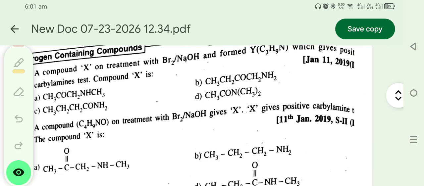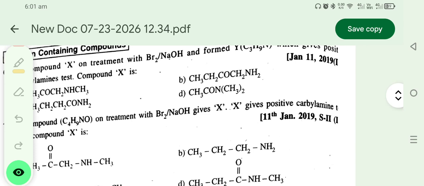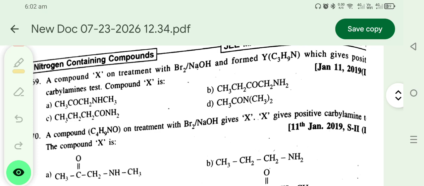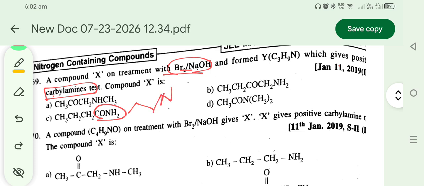With Br2/NaOH, followed by treatment with chloroform and base, gives positive carbylamine. Positive carbylamine indicates primary amine. Primary amines are given by amide. Initially, the reactant is an amide. This amide with Br2/NaOH gives propylamine. Propylamine on carbylamine test gives isocyanide. Hence, the option is C.